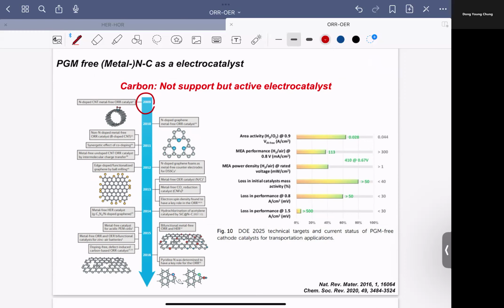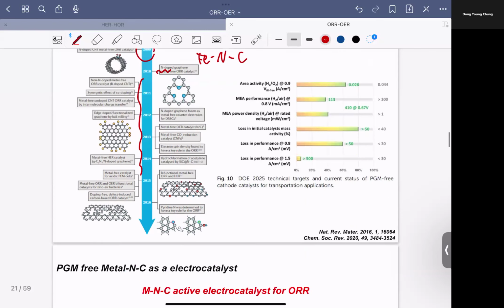And not surprisingly, several good papers were published, quite a lot, right? At the very beginning, people discussed just utilizing nitrogen-doped carbon, but people realized that if you introduce a transition metal, especially iron or cobalt, then it can make it better, right? So recently people also discuss Fe-N-C based electrocatalysis for the oxygen reduction reaction.